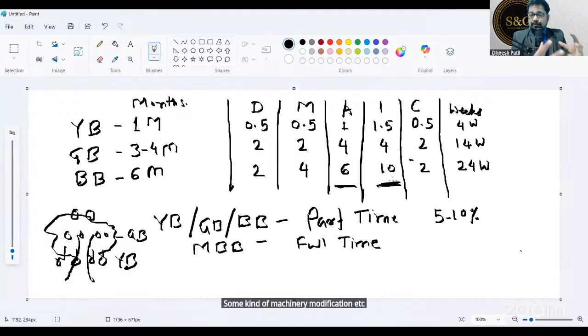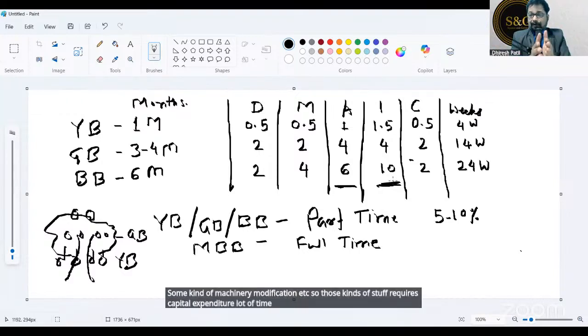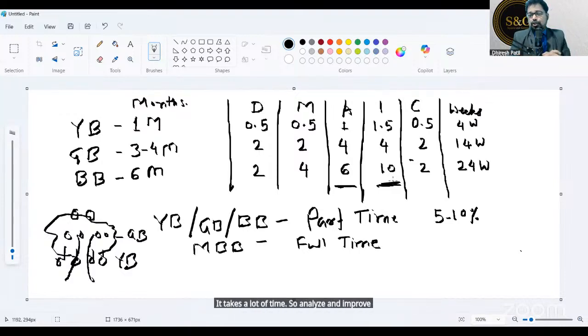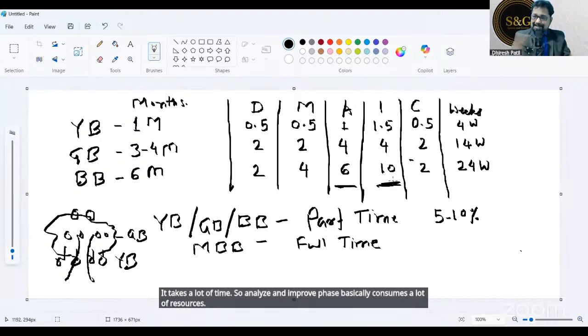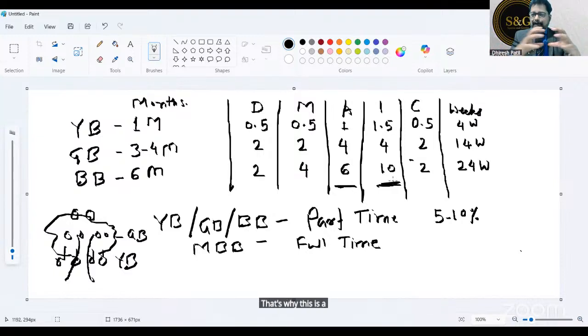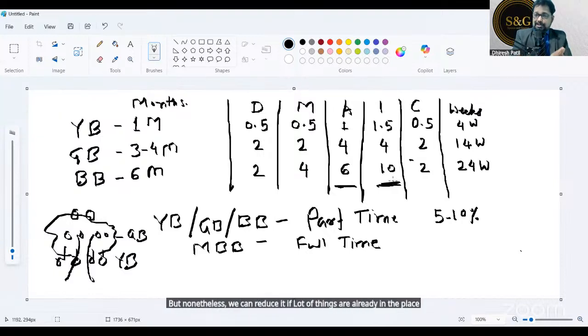So those kinds of things require capital expenditure, and a lot of time to identify the people who can deliver the tech, etc. So it takes a lot of time. The analyze and improve phase basically consumes a lot of resources. That's why this is a safeguard. The traditional timelines can be seen, but nonetheless we can reduce them if a lot of things are already in place, and resources are already there.